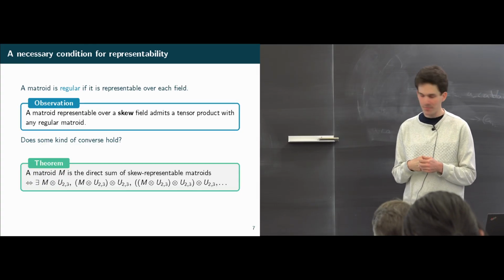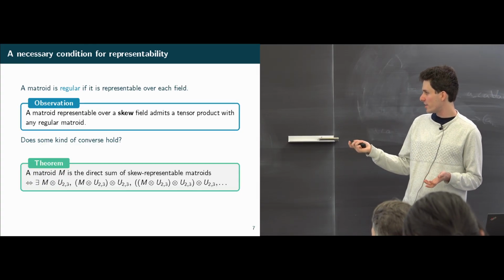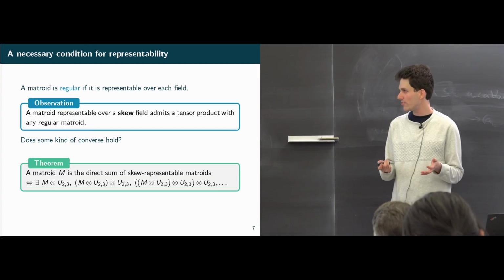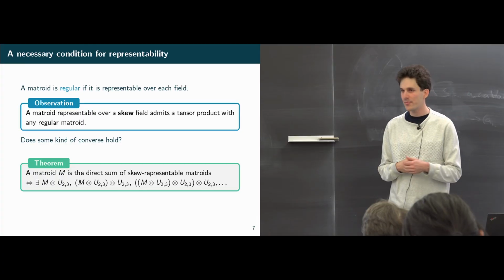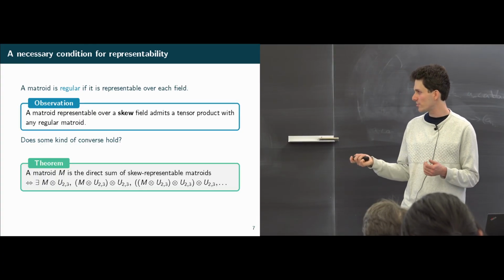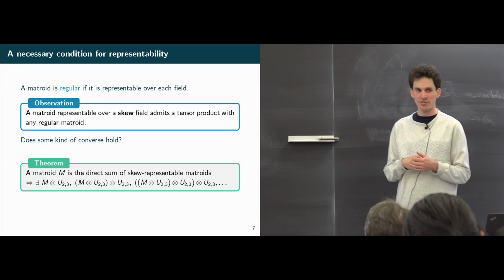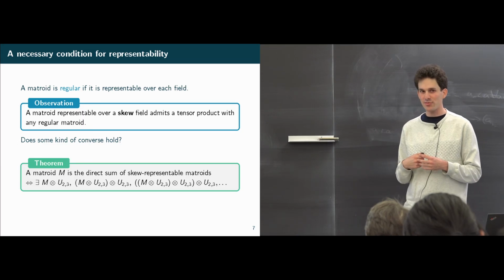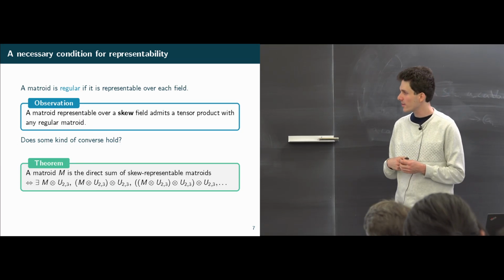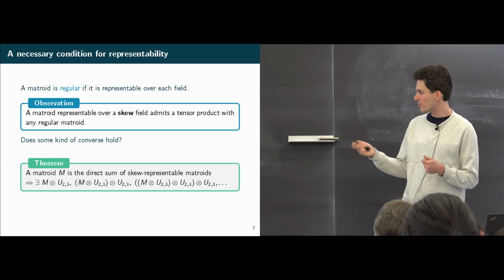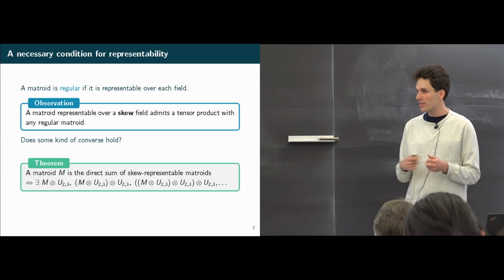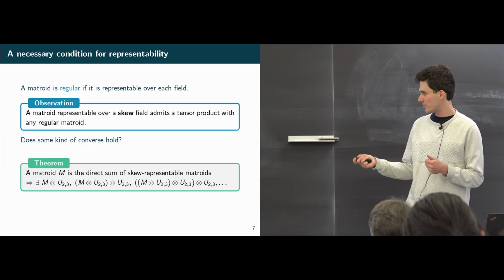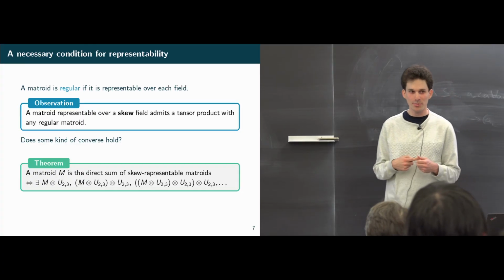Another remark is that one direction of this theorem is easy. If we have a skew-representable matroid, then we can have the sequence of tensor products by the linear representations, and this also holds for direct sums of these matroids, because the direct sums of tensor products will be tensor products of the direct sums. Of course, the difficult direction is that if these tensor products exist, then why are we skew-representable?